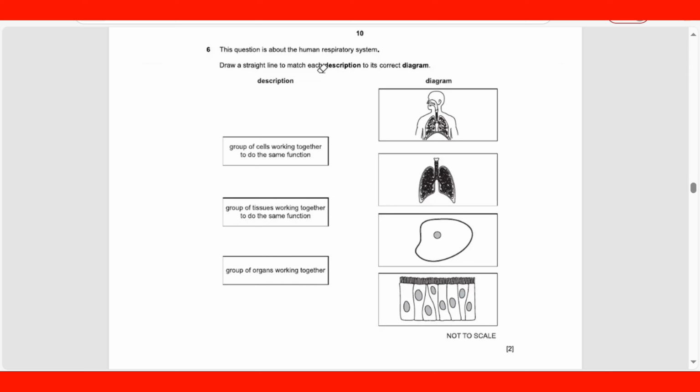Draw a straight line to match each description to its correct diagram. Here, description: group of cells working together to do the same function, or group of tissues working together to do the same function, or group of organs working together. So these are the choices. Diagram in here, here lungs, in here the cell, in here is another diagram. Okay, let's give some time.